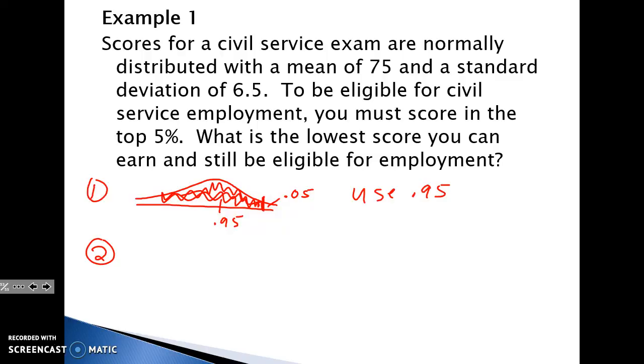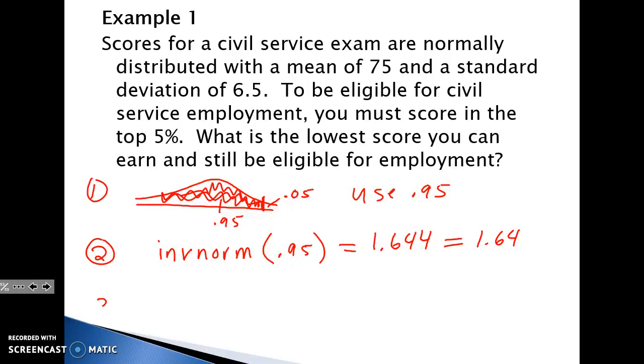Second step, I'm going to use inverse norm, which is in my calculator under second bars, and I'm going to plug in that left area. So I'm going to go inverse norm, plug in the left area, hit enter, and this gives me the z-score. So this should give you a z-score of 1.644, which we're going to round to 1.64.